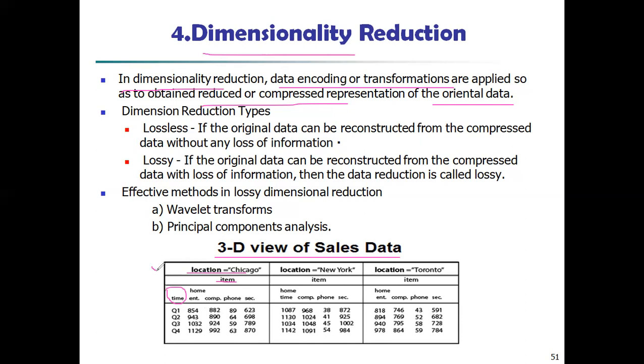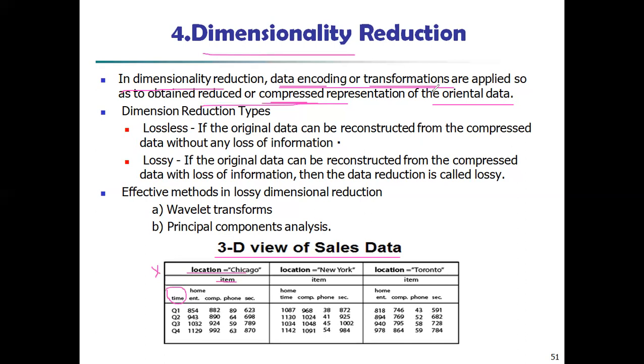If location is not there, then this table is a two-dimensional table. One is item type, the second one is time. So these are the dimensions of a particular table. Now in this concept, we are going to reduce these dimensions. That reduction of dimensions is also called compression. This compression can be done by using either data encoding or transformation methods.